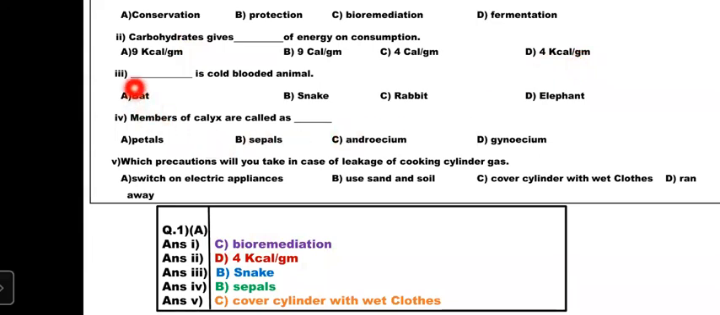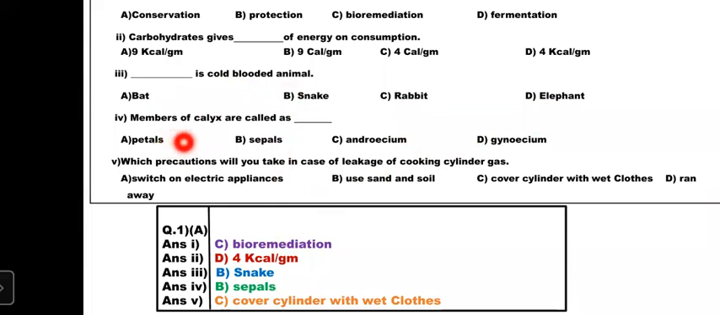Third MCQ. Dash is a cold blooded animal. Options: A, bat, B, snake, C, rabbit, D, elephant. Now, which is the correct answer? The correct answer is snake, whereas bat, rabbit, and elephant are warm blooded animals. So how are we going to write? Answer 3, B, snake. So snake is a cold blooded animal. Fourth one.